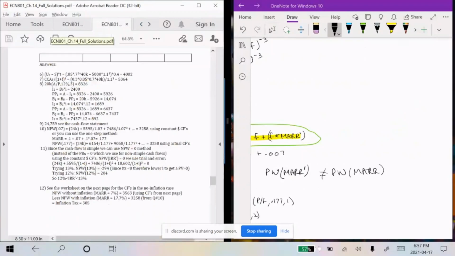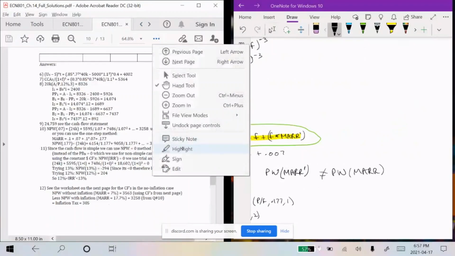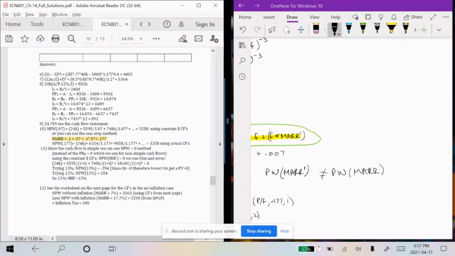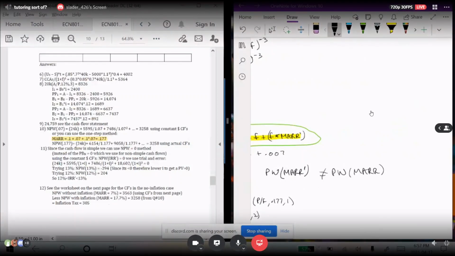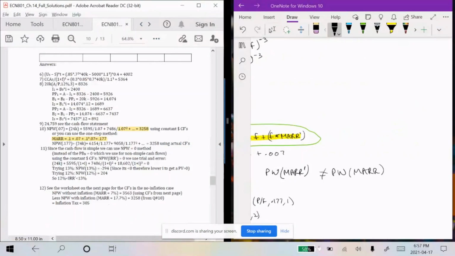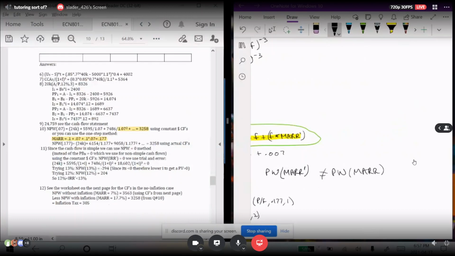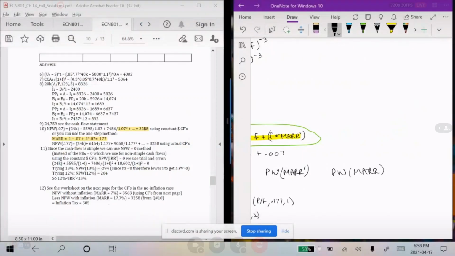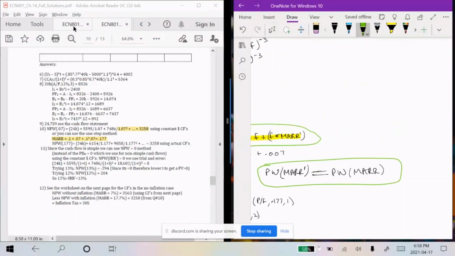Okay, so what he did is the same thing as what I did. If you see this, he calculated the MAR right here, and right above that, he used what you did. Okay, you're getting it. Never mind, yeah, it's the same thing. That's what I just wanted to point out. You're right, it's the same thing. Both of these are equal: the PW of MAR dash or the PW of MAR.